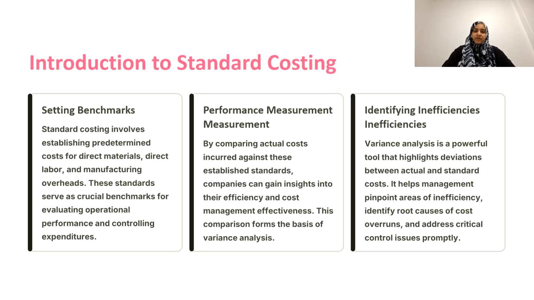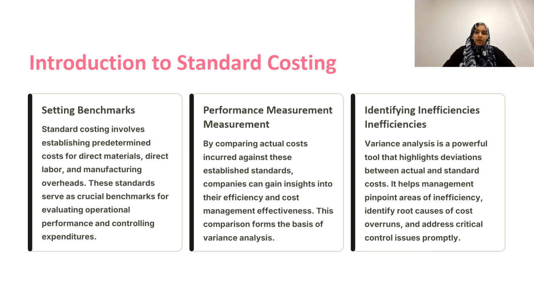First, I will start with the introduction to standard costing and variance analysis. Standard costing is about setting benchmarks and performance measurement. Now, how do we set the benchmark? Standard costing involves establishing predetermined costs for direct material, direct labor, and manufacturing overheads. These standards serve as a crucial basis for evaluation of operational performance and controlling expenditures.